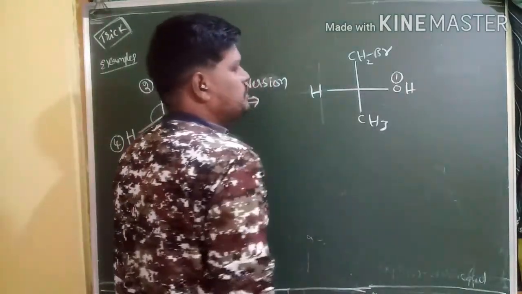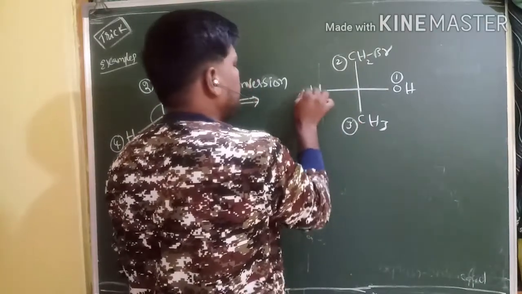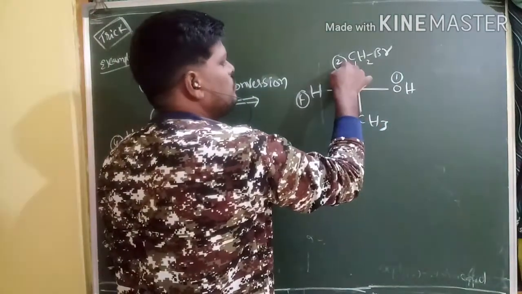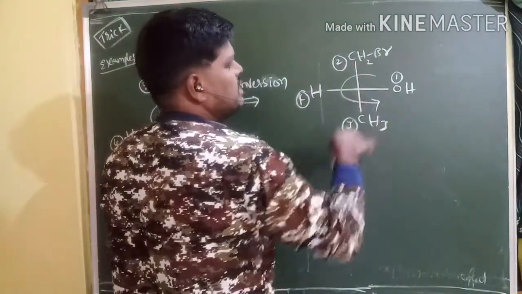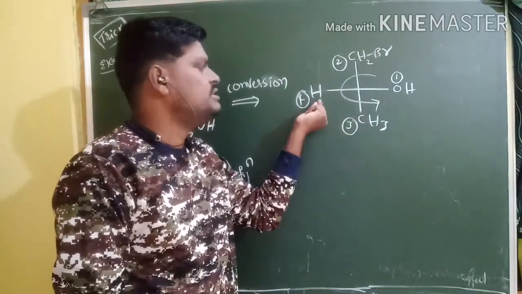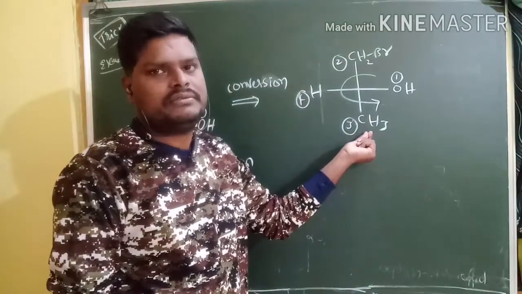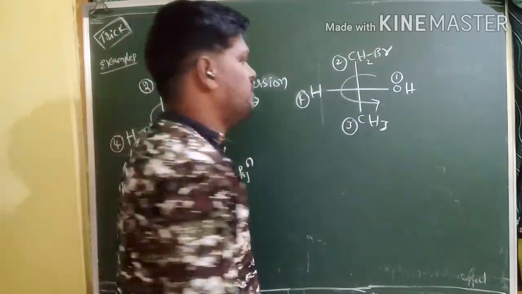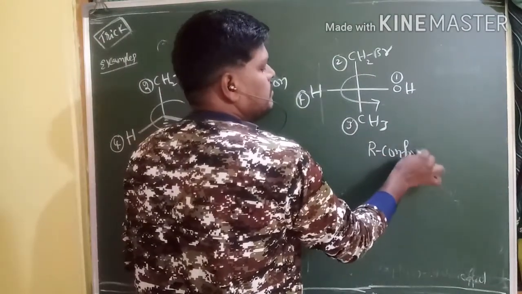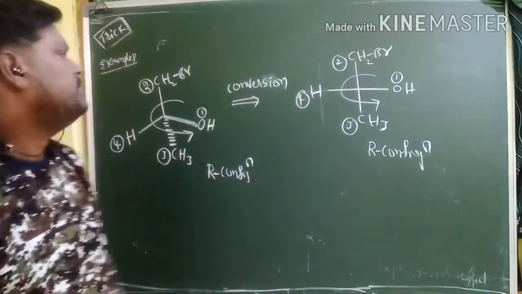Here first priority, second priority, third priority, and least priority. What is the expected direction? 1 to 2 to 3. So this is the expected direction. Configuration, S configuration. But here also least priority is not present on bottom of vertical line. So that's why you take opposite configuration, so R configuration.